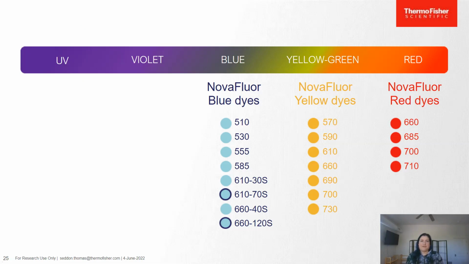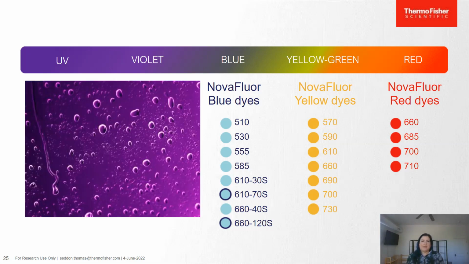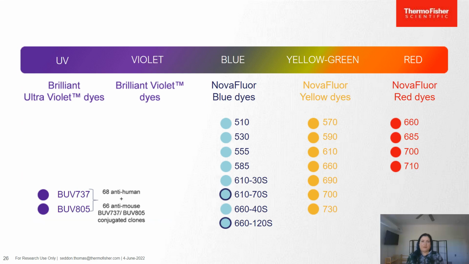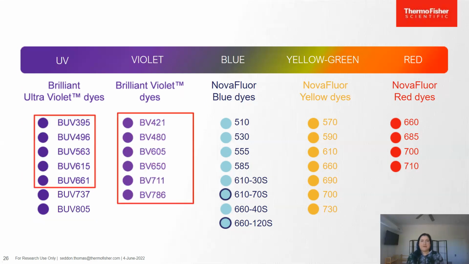We've also released NovaFluor Blue 690. But we really haven't released anything into the UV and the violet, and we refer to that as purple rain. So I'd say stay tuned. But in the meantime, Thermo Fisher has released antibodies conjugated to both the BUV and the BV dyes, the Brilliant Ultraviolet and Brilliant Violet dyes. That's something you can use in the meantime to build out your panel more fully.